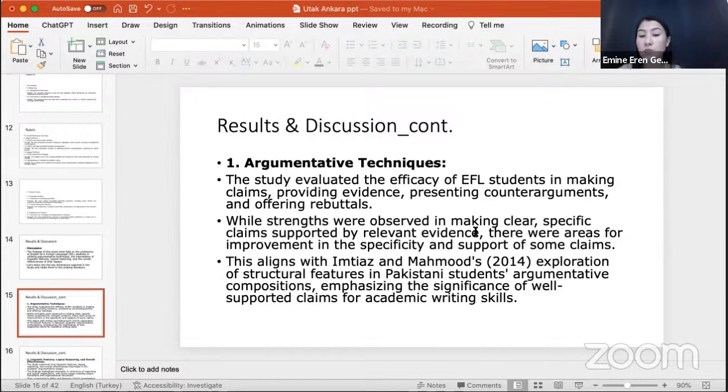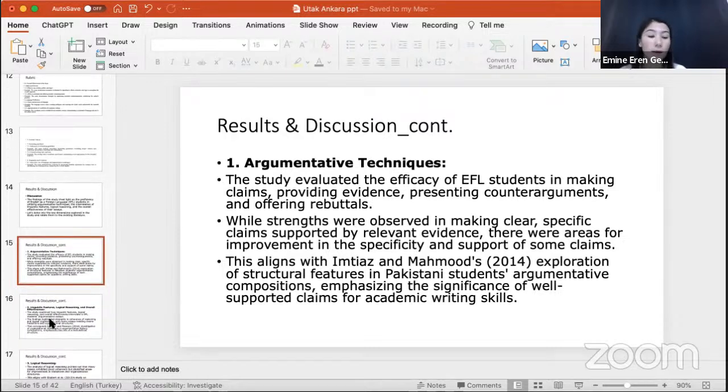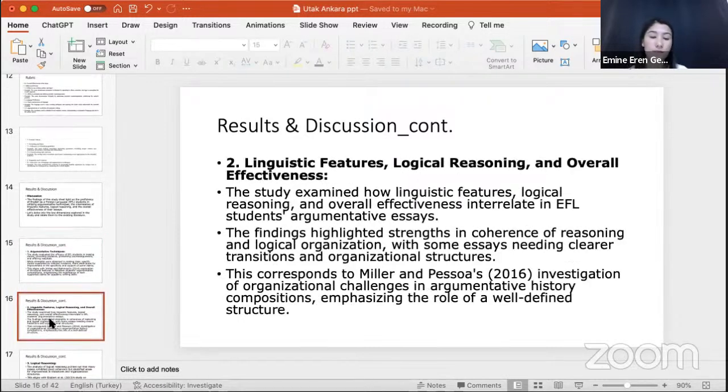While strengths were observed in making clear, specific claims supported by relevant evidence, there were areas for improvement in the specificity and support of some claims. This aligns with Imtiaz and Mahmoud's study of structural features in Pakistani students' argumentative compositions, emphasizing the significance of well-supported claims for academic writing. Our students show strength in this area, but there were still parts that need improvement.